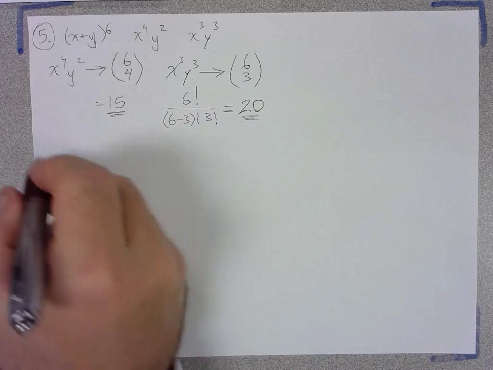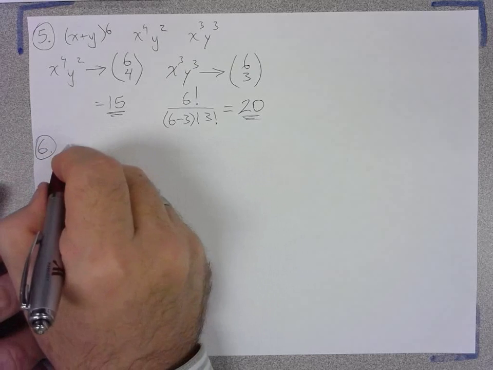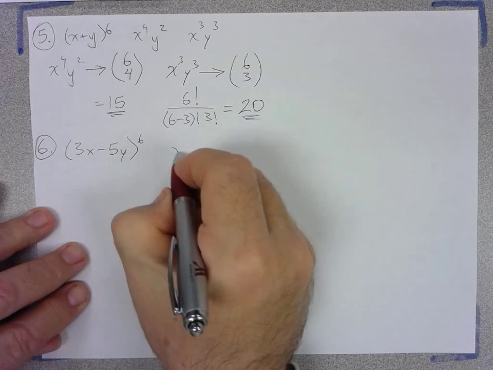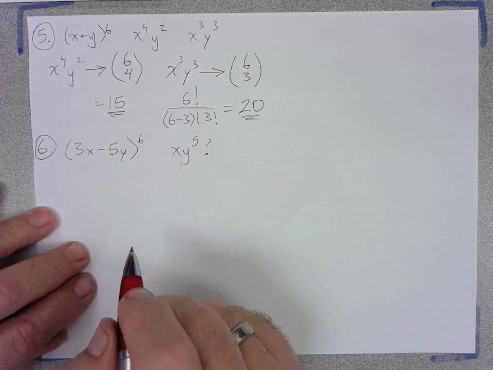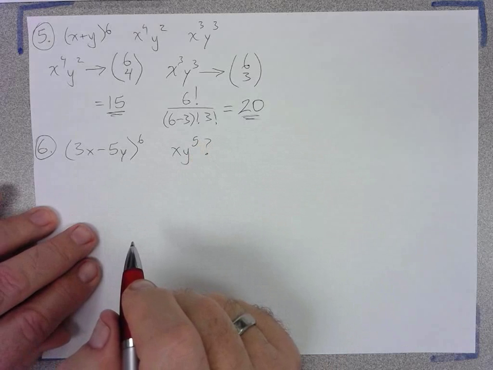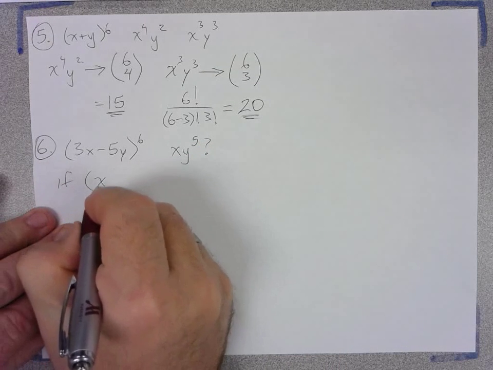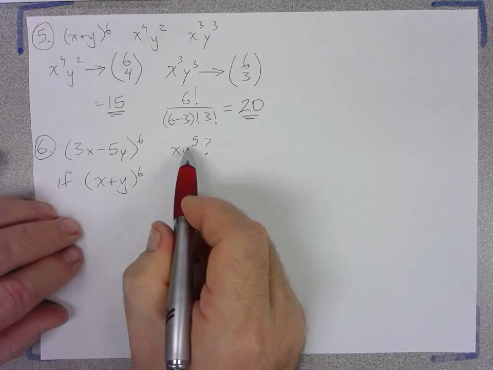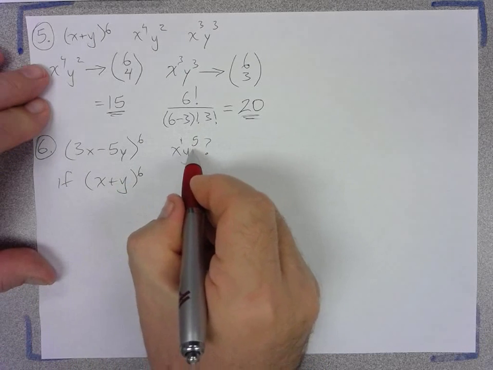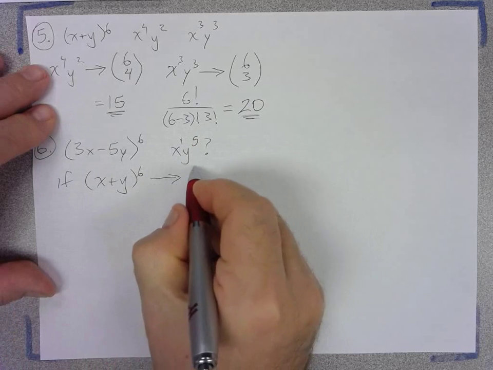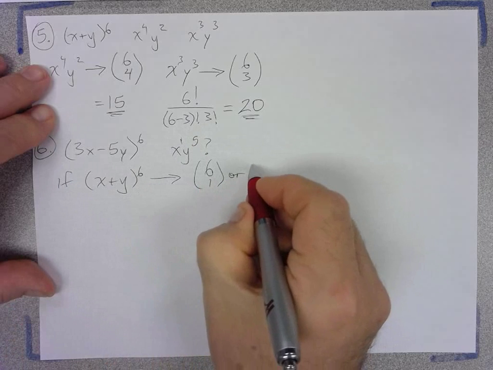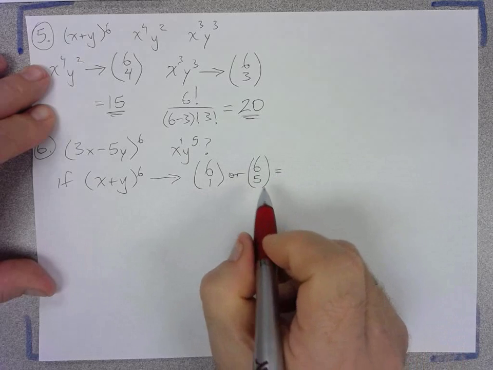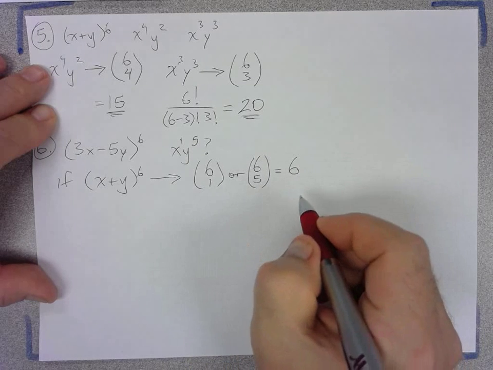Number 6. In the expansion of 3x minus 5y to the 6th, what is the coefficient of x y to the fifth? Well, let's do this in 2 steps. If it was just x plus y to the 6th, and we were trying to figure out the coefficient of x y to the 5th, the coefficient on x is 1, the coefficient on y is 5, so we would need to figure out either 6 choose 1, or we could figure out 6 choose 5. And again, go back up to number 4, and you can see that the answer there is 6.